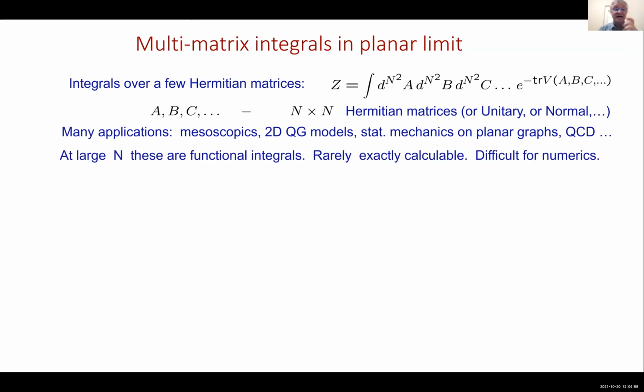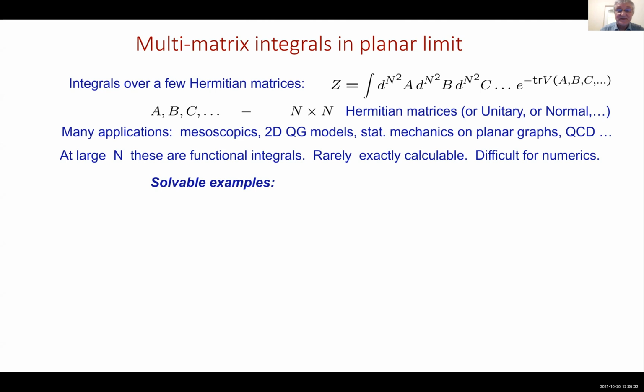But we will be interested in large N computation of those integrals, and at large N they are functional integrals, actually, having infinitely many degrees of freedom. They are rarely exactly calculable and very difficult for numerics also. Essentially, the only universal reasonable numerics so far was Monte Carlo. We'll compare our results with Monte Carlo at the end of the talk.